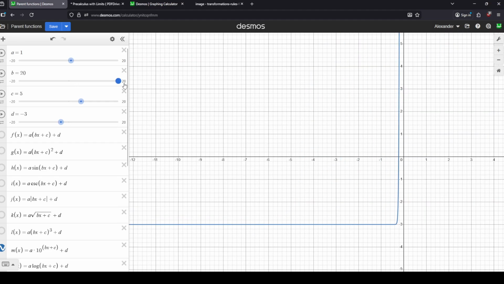horizontally compress it. We can set that to 20 and it would horizontally compress our function by a lot. We also wanted to vertically stretch it. We can set that to maybe 15. It would stretch our function by a lot. And you don't have to set the exact same values as I do. This is really just a tool to show you what happens as you change all of your numbers.